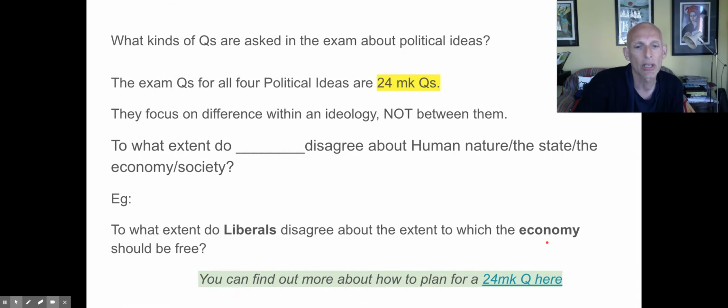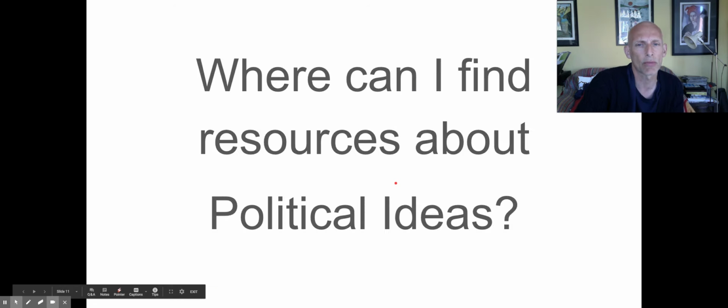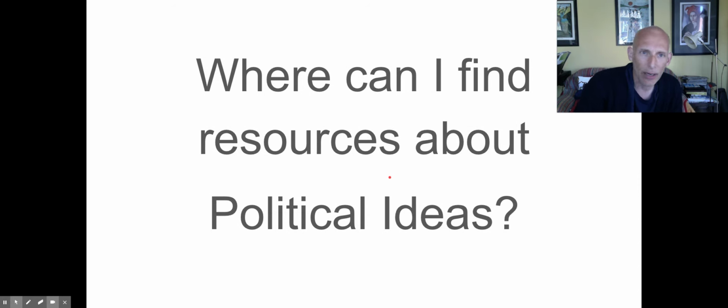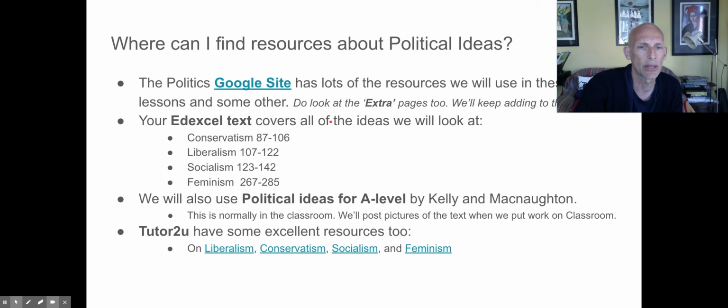And if you want to see a bit more about how to answer 24-mark questions, you can look here. That's getting ahead of the game now, because we'll do that when we get round to doing some assessment, not for a few lessons. Where can you find out more about political ideas, as we're at home trying to find out more things than we would normally in a lesson? Well, you can look at these different places.